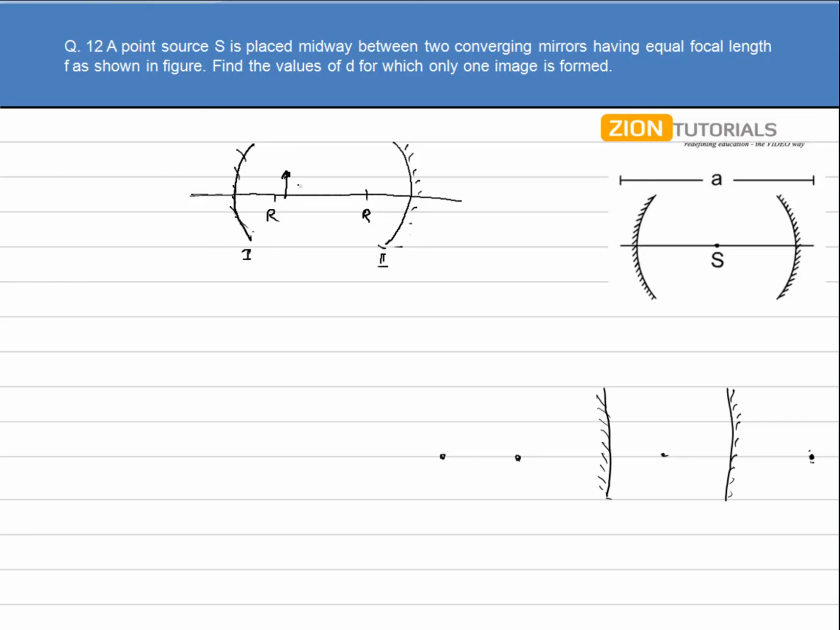Now this will act as an object for this concave mirror, and some image will be formed. This will act as an object for this concave mirror, and some image will be formed. Those images will again act as objects for this mirror as well as this mirror. So the only point is, if I keep the object at the center of curvature of both of the mirrors. Note, I have to place it at the center of curvature of both the mirrors, that is, the centers of curvature of both the mirrors coincide like this.